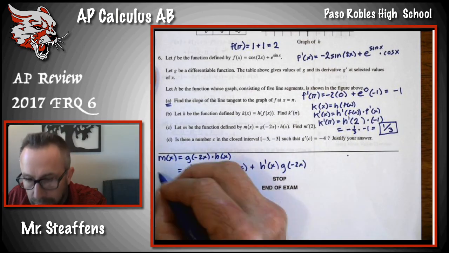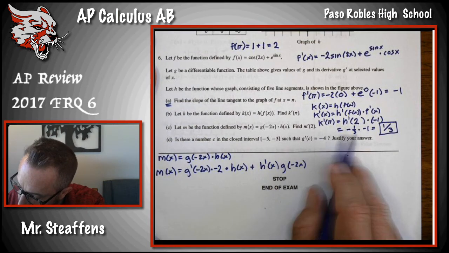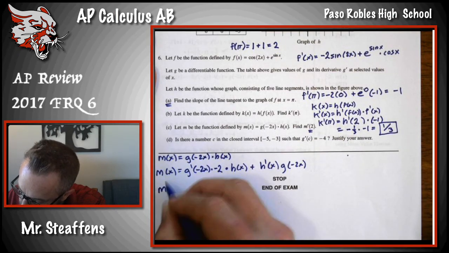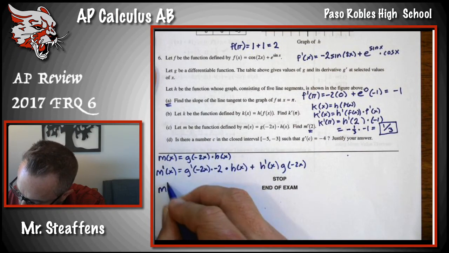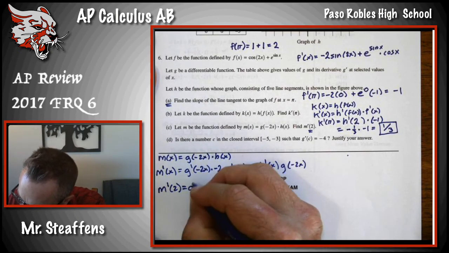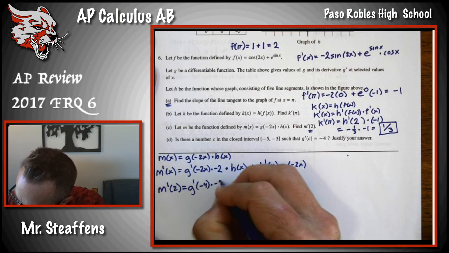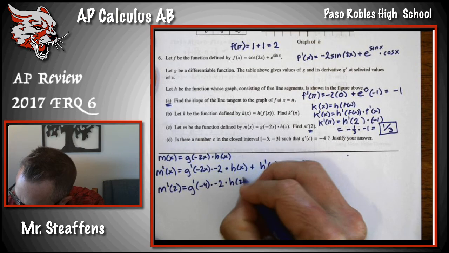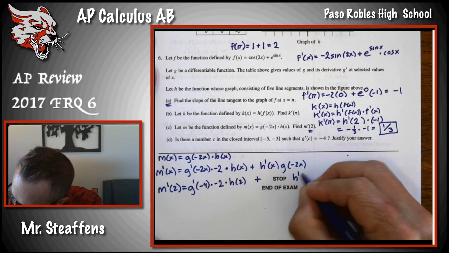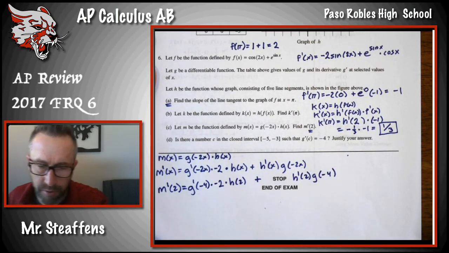Right? So here is M of X. And then I'm supposed to evaluate it at 2. Sorry, this is M prime of X. So M prime of 2 is going to be G prime of, well, I'm plugging 2 for X, negative 4, times negative 2 times H of 2, plus H prime of 2 times G of negative 4. So I'm just plugging my 2's in.